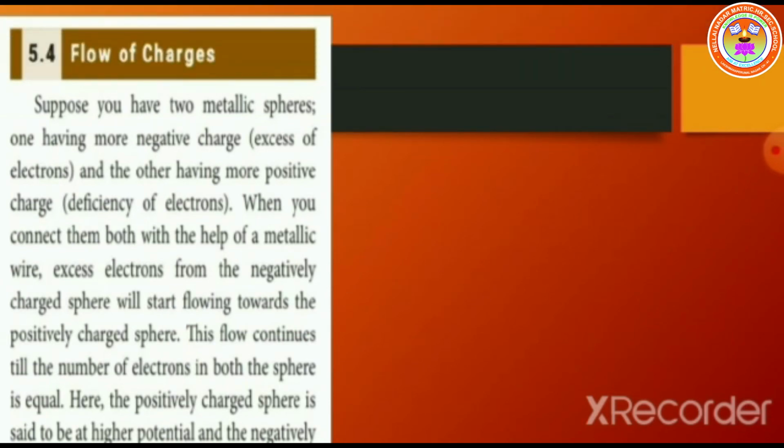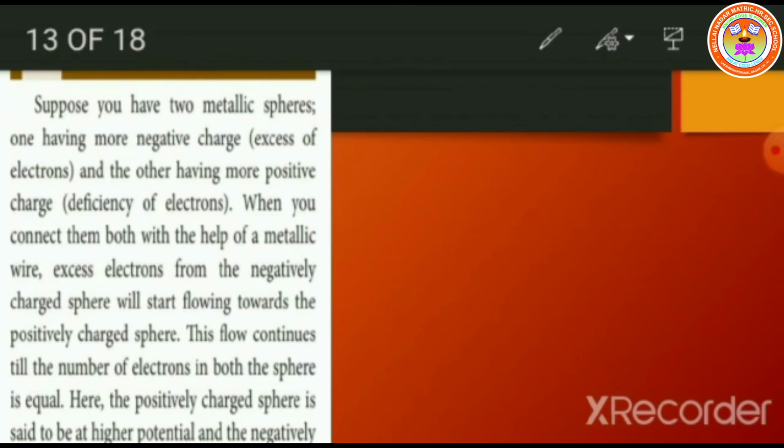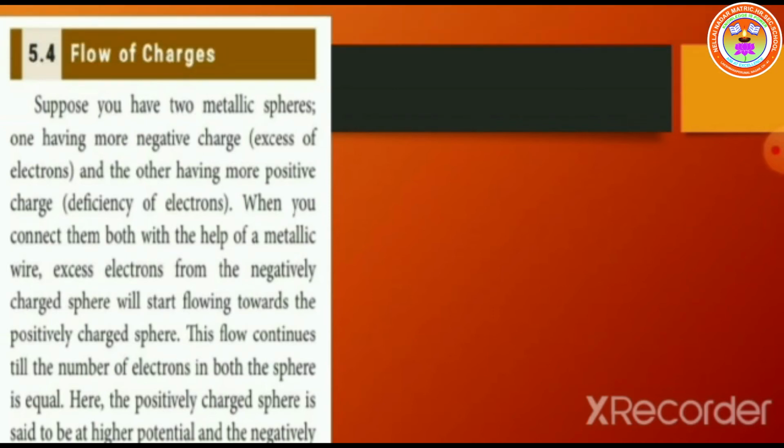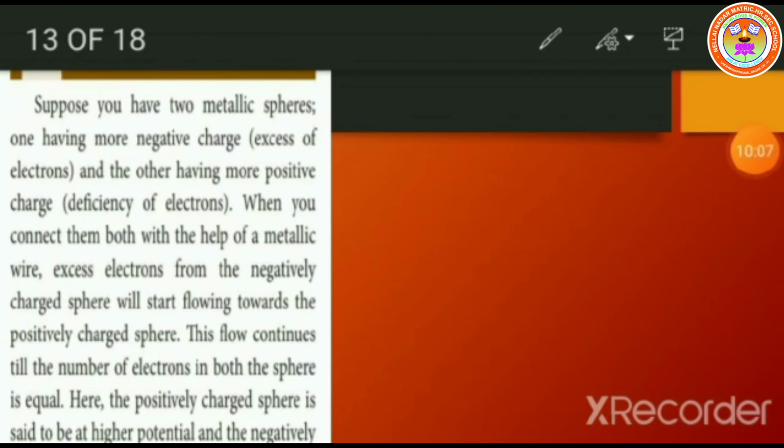Next, we are going to discuss the flow of charges. Suppose you have two metallic spheres, one having more negative charge, that means excess of electrons, and the other having more positive charge, that means deficiency of electrons.